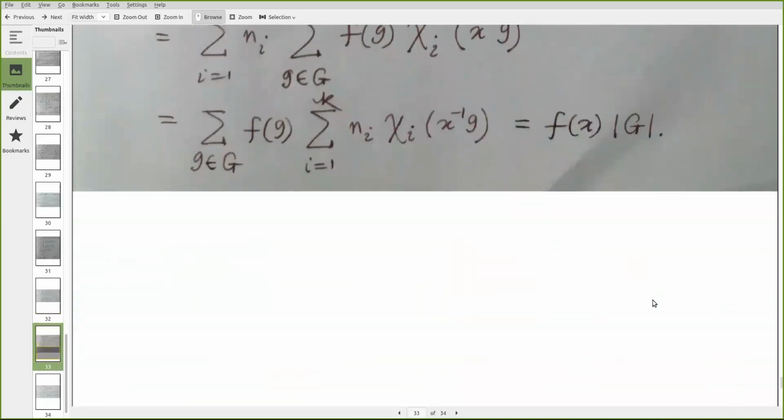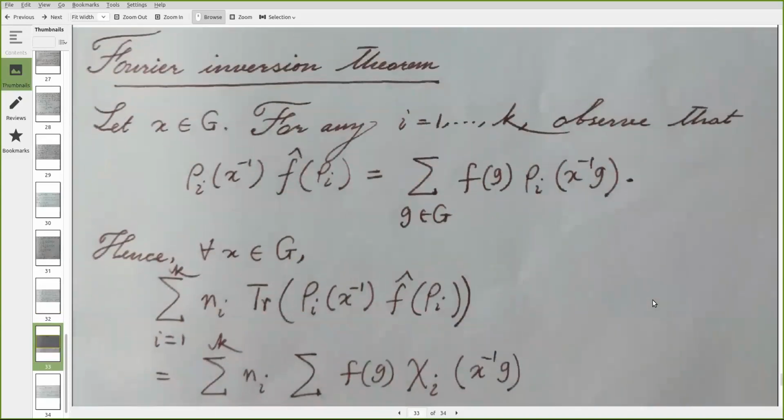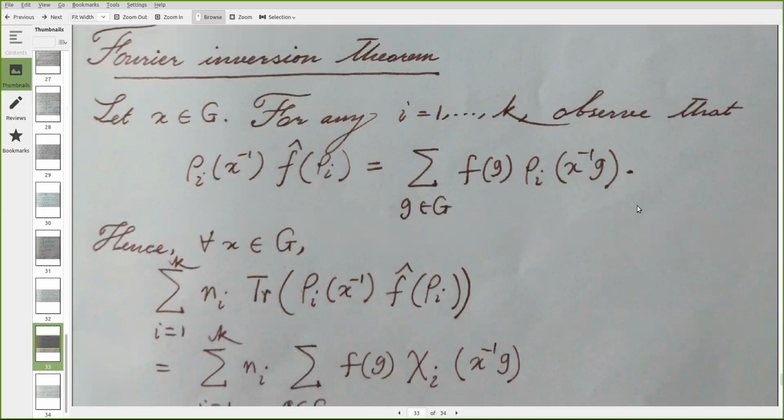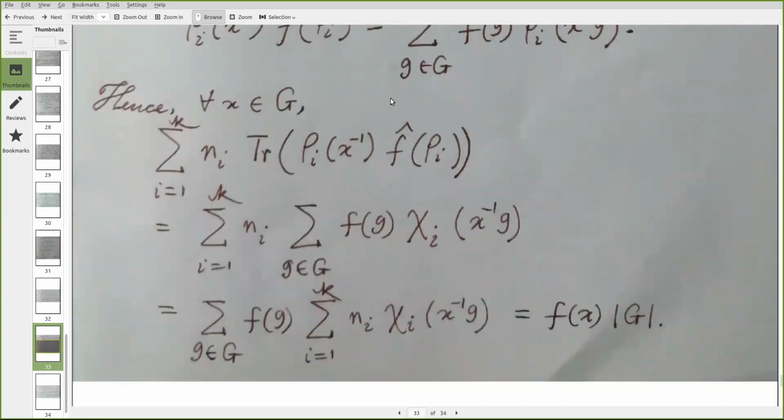Then we shall look for the Fourier inversion theorem. Once the Fourier transform is defined, the natural thing one can ask is how to recapture f from its Fourier transform. Here also it is very easy. For any x and i, observe that rho i of x inverse times f hat rho i is precisely this, because f hat rho i is the summation of f g rho i g. Once you apply the linear operator rho i of x inverse, this becomes this, because rho i is a homomorphism. Then we just compute this expression.